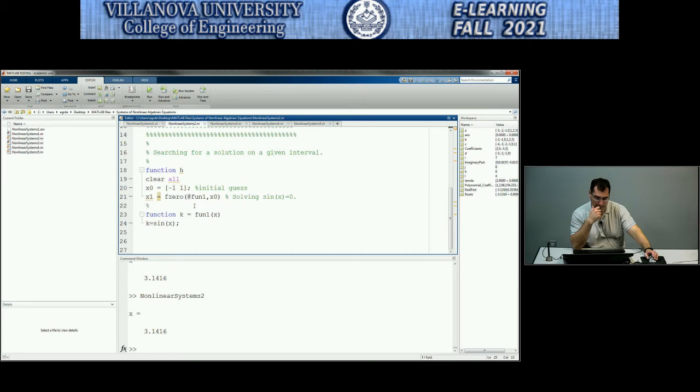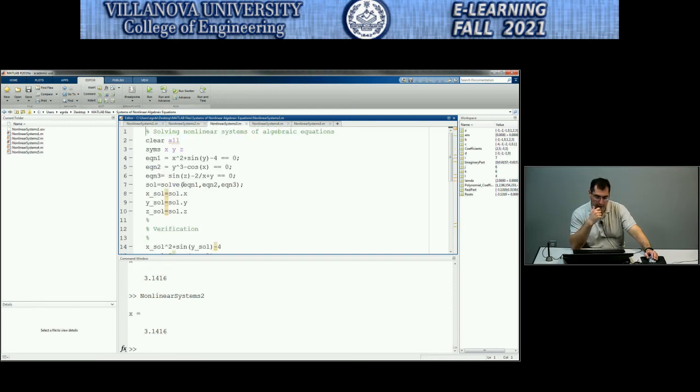MATLAB ends up with still finding the solution at x equal to pi. So as I said, MATLAB is not going to give you the entire array of the solutions. It's going to give you the solution that it finds through the iterative procedure. So in this case, it ends up being the same value of pi.